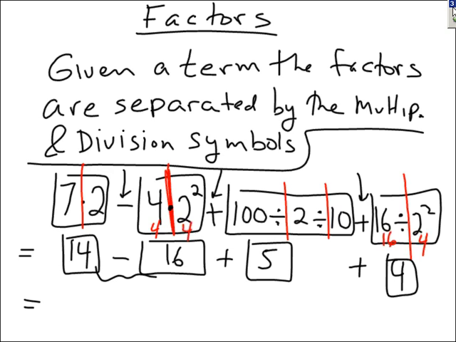14 minus 16 is negative 2. I know we didn't do negative numbers yet, but it's negative 2. Negative 2 plus 5, this 5, is 3. 3 plus 4 is 7. The answer is 7. Once you find the value of each term, that is, you just have one number, you can add and subtract them. The formal order of operations says to do addition and subtraction last. Well, that's what I just did.